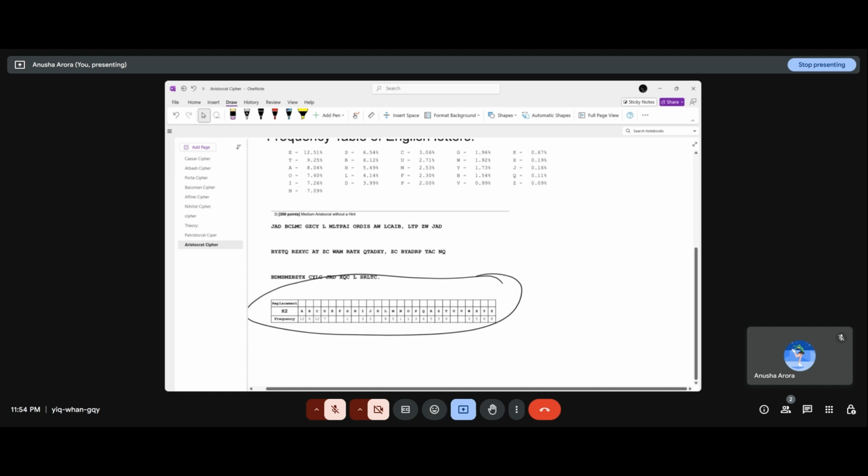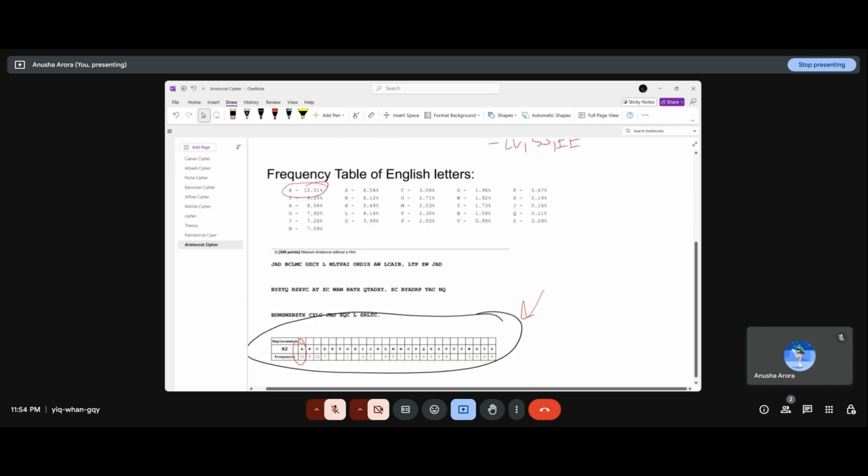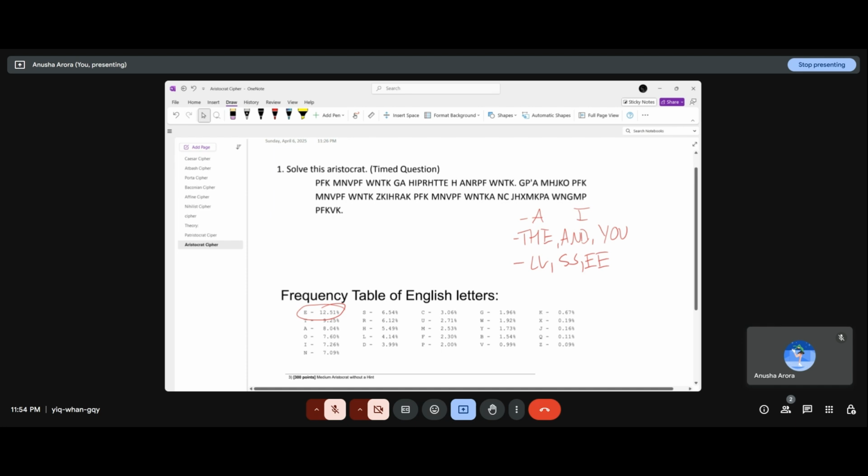And so what you see here is that we have this frequency table which shows you how many A's there are, how many B's there are, and etc. And all this does is help you think, hey, if A is our highest quantity, there's a chance that A could be an E because E has the highest frequency. However, this aristocrat doesn't have it, so we're just gonna have to go off a couple of guesses. And so with that, let's get started.